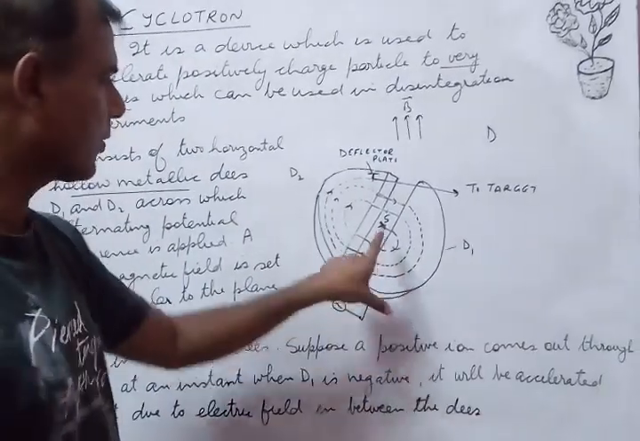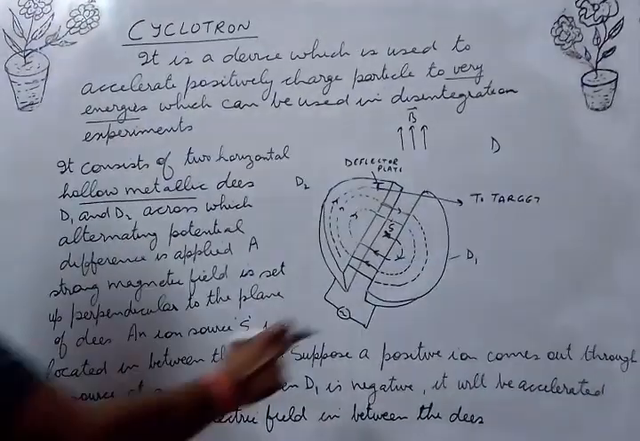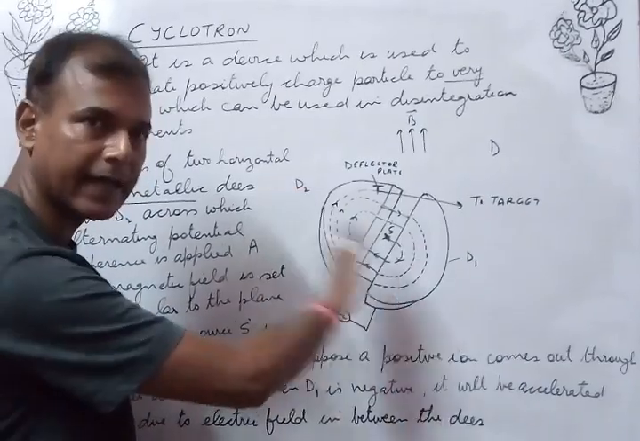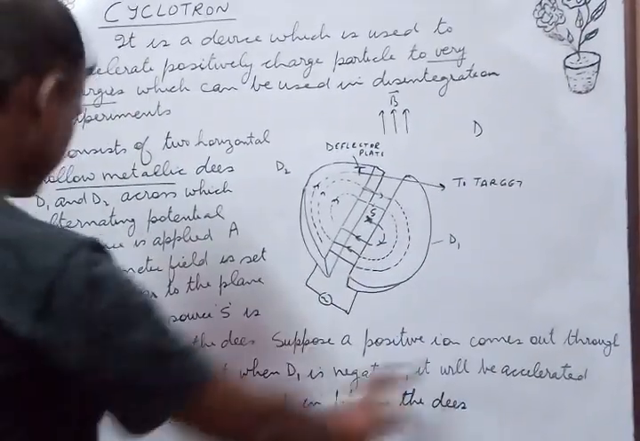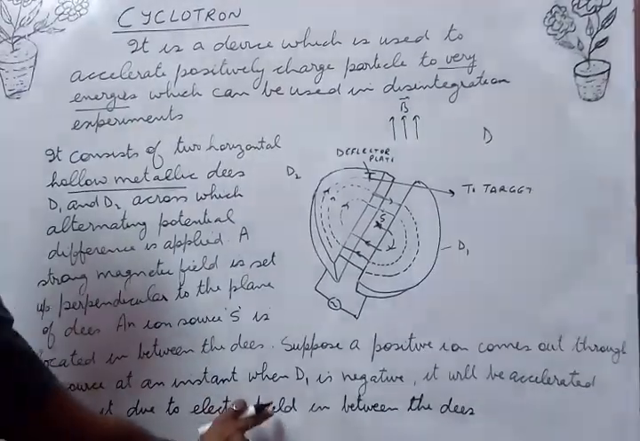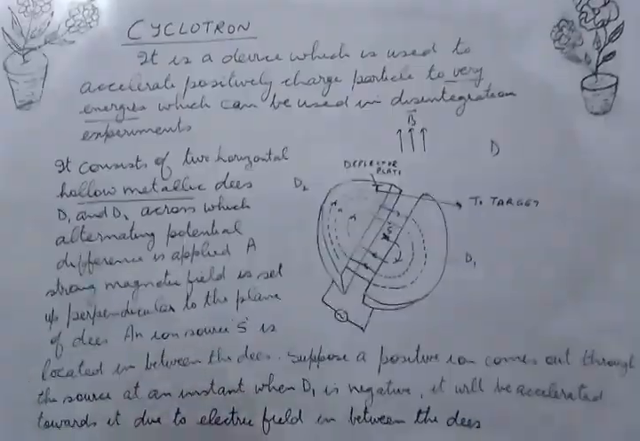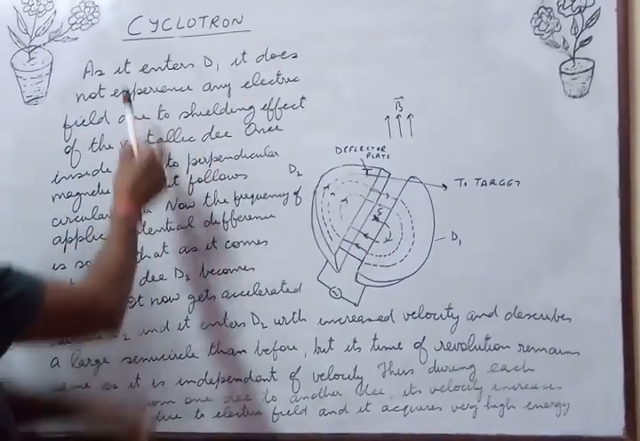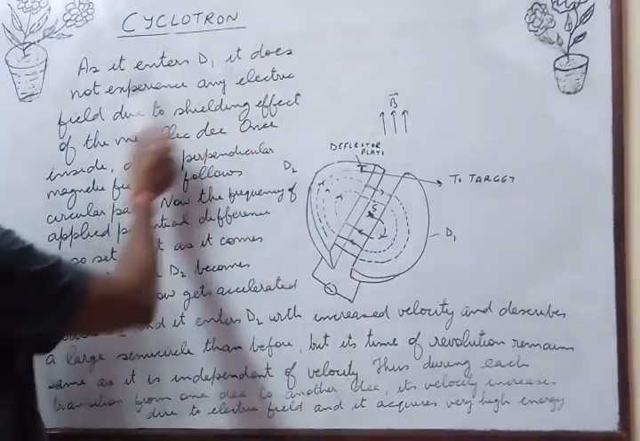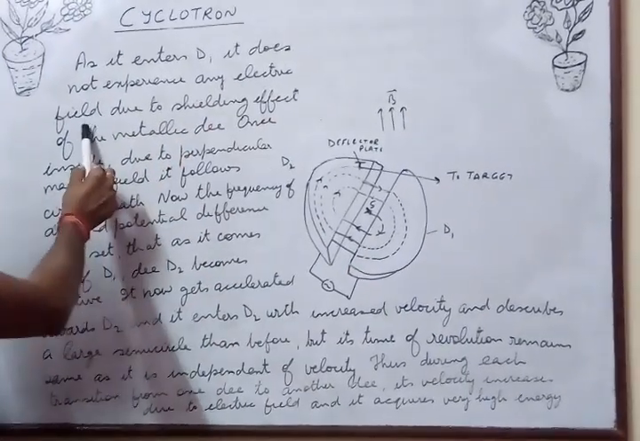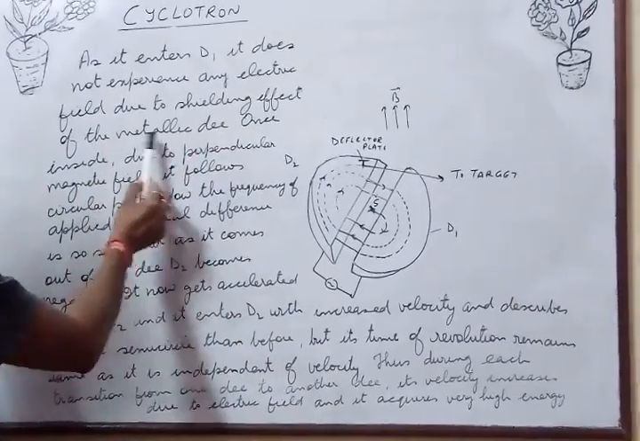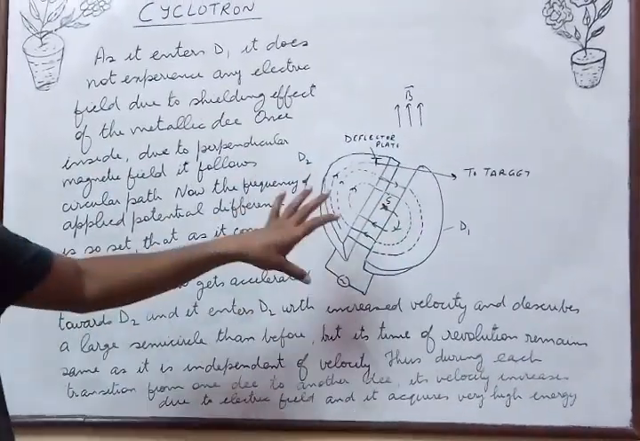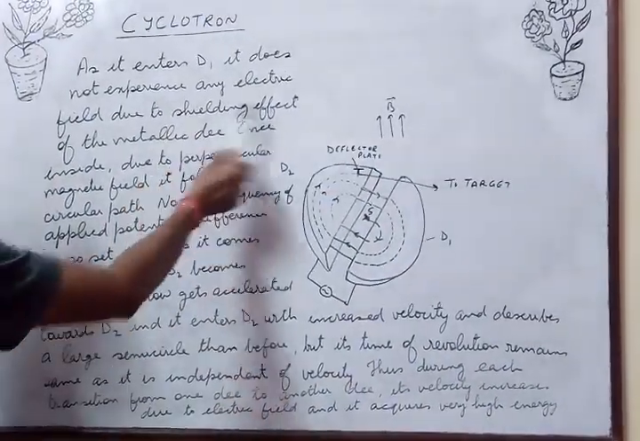Suppose a positive ion comes out through the source at an instant when D1 is negative. Now the positive ion is coming out, and if this is negative, what will it do? It will attract. When D1 is negative, the ion will be accelerated towards it due to the electric field in between the Ds. As it enters D1, it does not experience any electric field due to the shielding effect of the metallic Ds. All of us know that inside a metallic conductor there is no electric field. So that is known as the shielding effect.